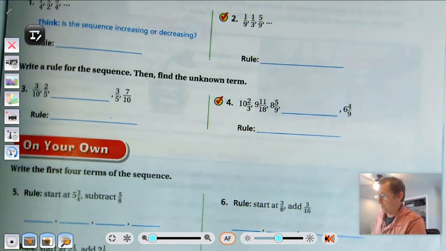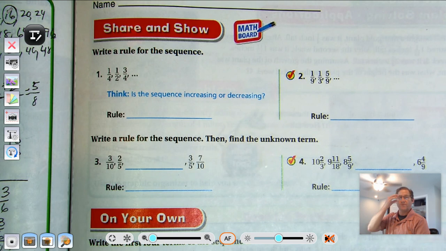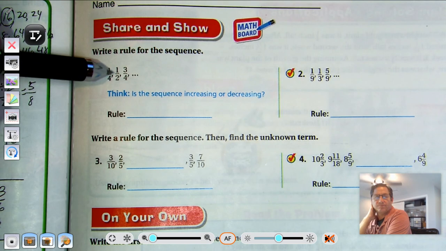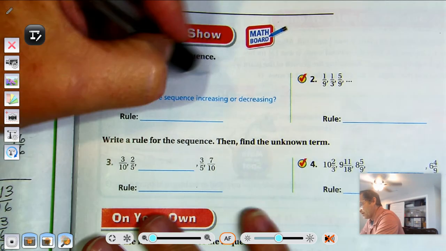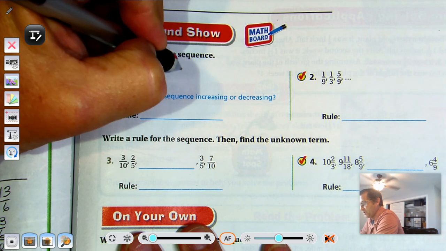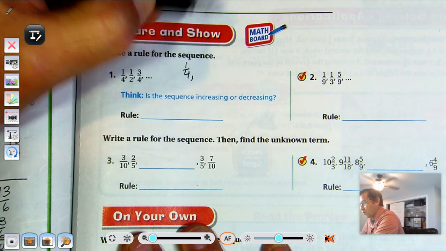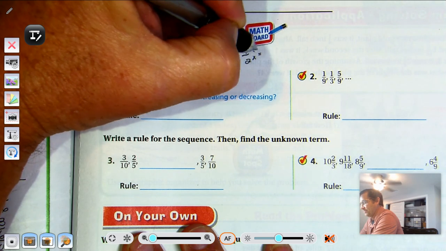All right. Page 289, number 1. Write a rule for the sequence 1/4 to 1/2 to 3/4. Okay, well, we have 2 and 4. 2 can become 4. So let's turn 1/2 into fourths.